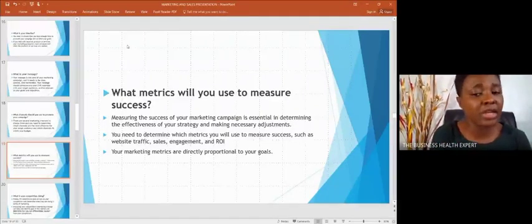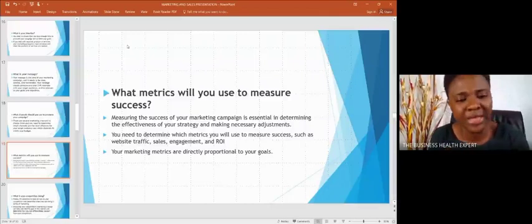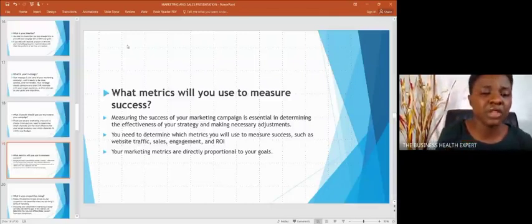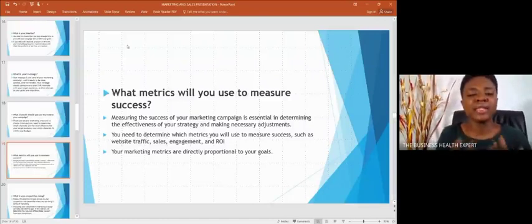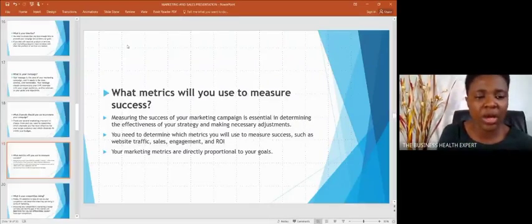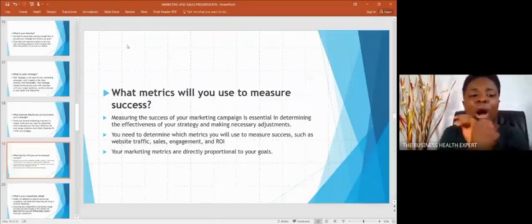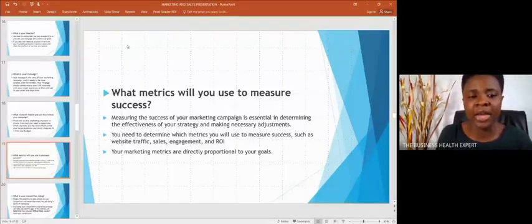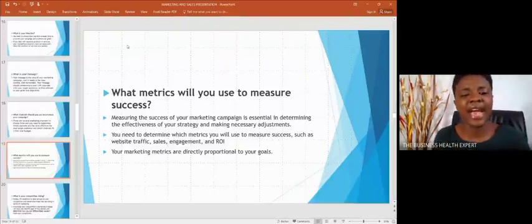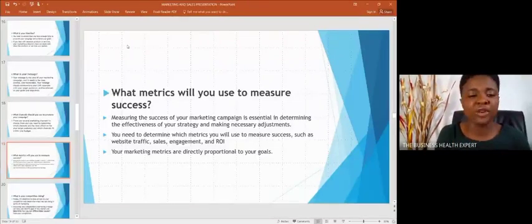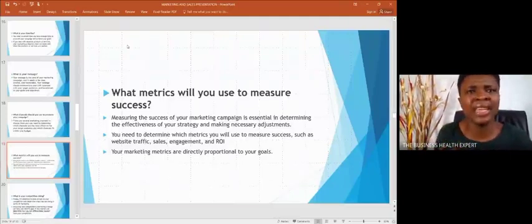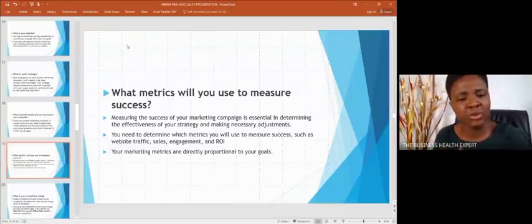Measuring the success of your campaign is important. It determines the effectiveness of your strategy, and also helps you to make necessary adjustments where they need to be made. Also, you need to measure success such as website traffic for those running an online business or who have decided to put their business online. You need to measure how often people visit your website, the sales engagement, and the return on ad spend or return on investment. How often do people engage with your product? Do they understand it and are they able to relate with it? You need to measure this.